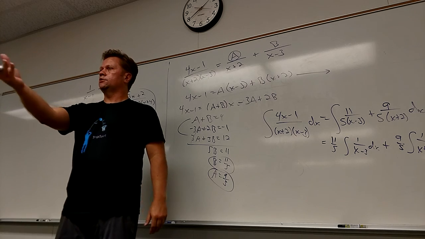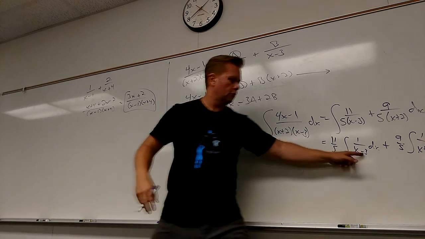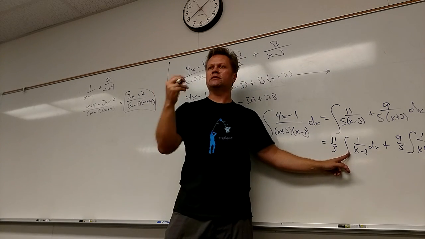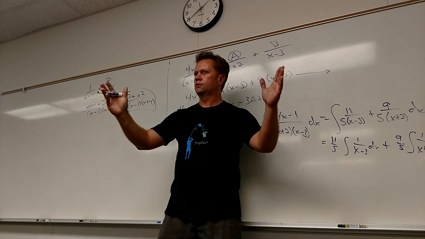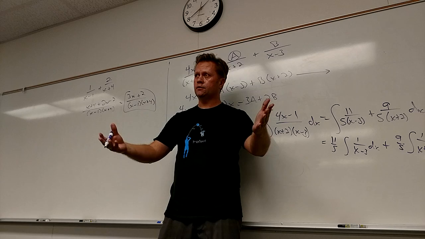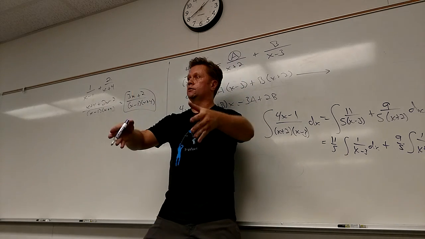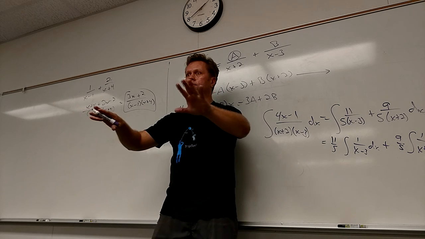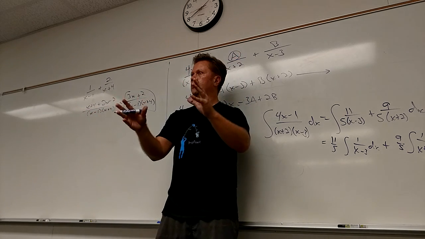ln x minus 3. Why is there no concern about pieces missing? Because it's linear with slope 1, so it's the same as if it was x. There's no chain rule piece to worry about. You guys get that? What's the integral of 1 over x? Ln absolute value of x. What's the integral of 1 over x minus 3? Ln absolute value of x minus 3. There's no chain rule piece to worry about. It's a slope of 1, linear. It's not going to do anything freaky.